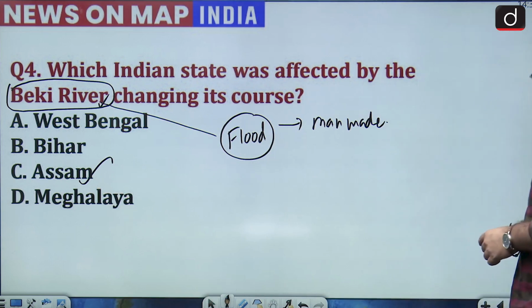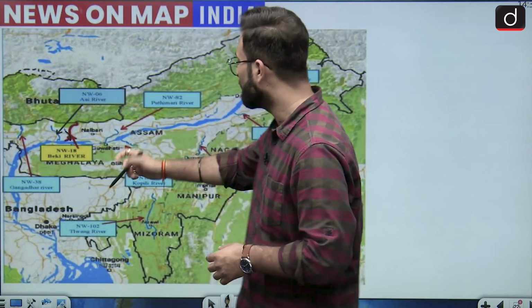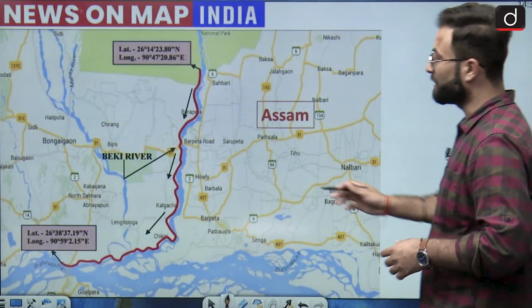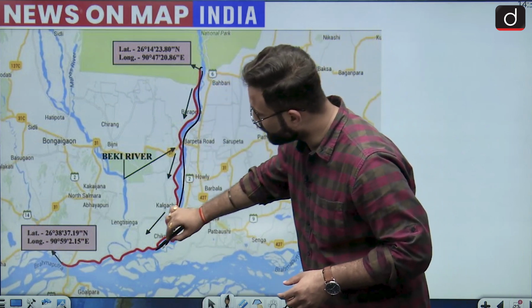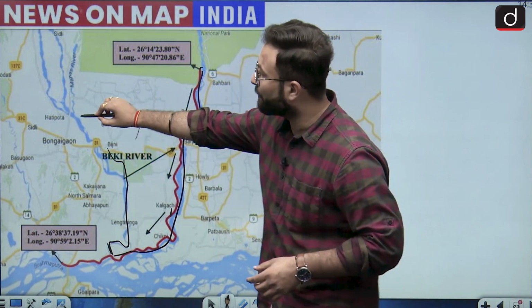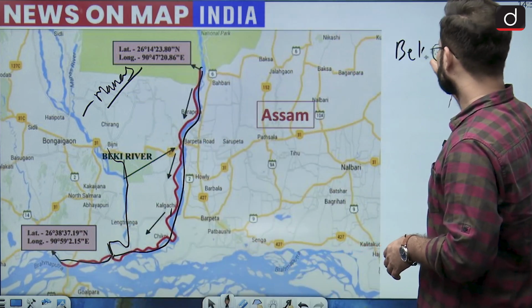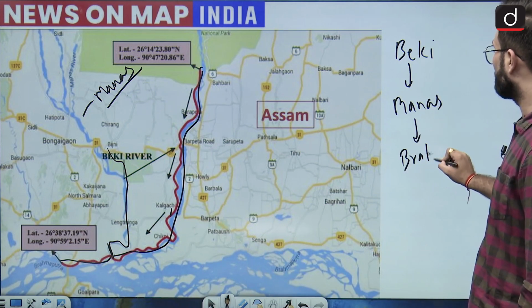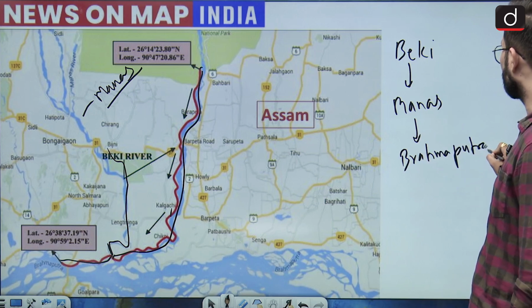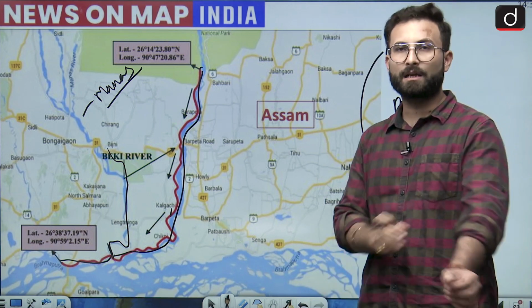On the map, you can see this small river over here, that is basically the Beki river. From somewhere over here this river comes to this part, and then here you can see it merging with this river, that is the Manas river. It merges with the Manas river and then further into the Brahmaputra. So Beki merges with Manas and Manas merges with Brahmaputra. Please remember that Beki is part of the Brahmaputra river system. That can be asked in the examination.